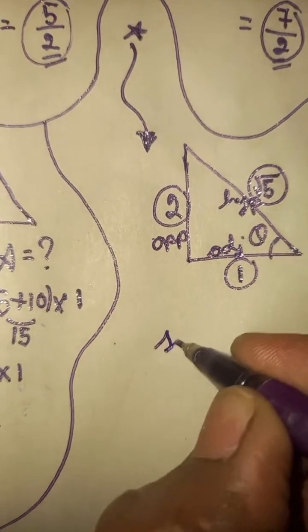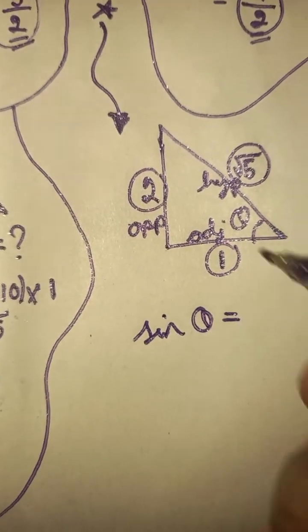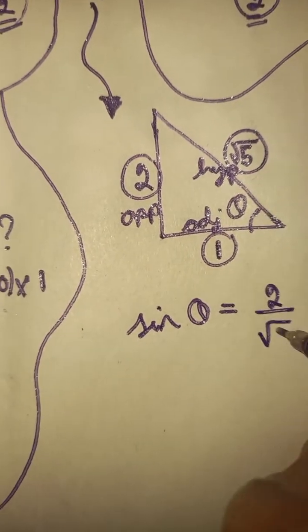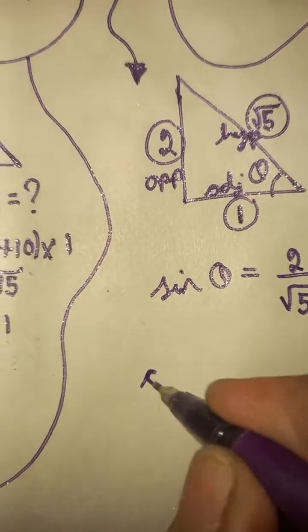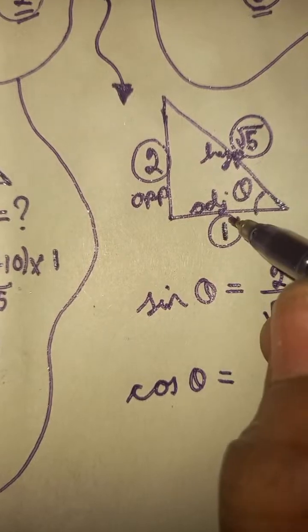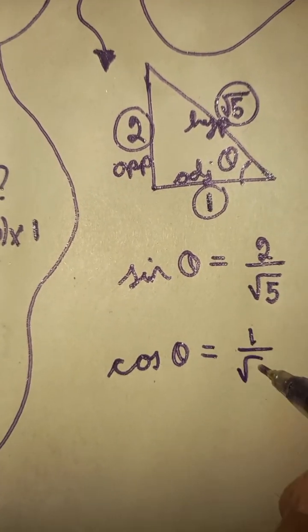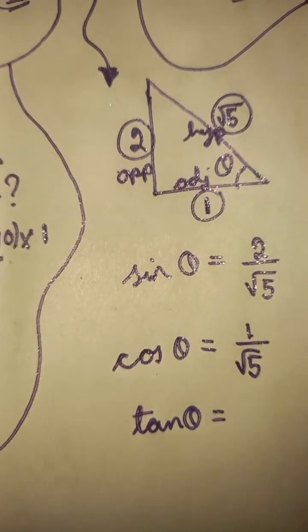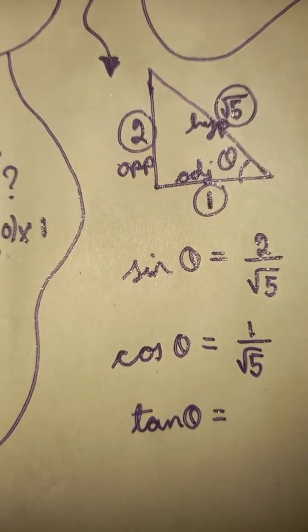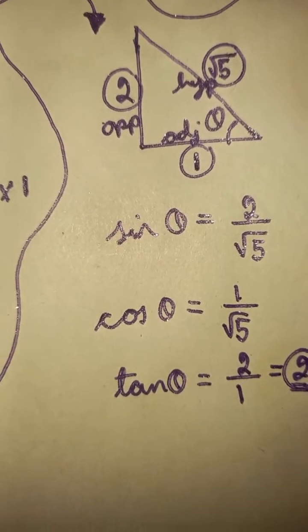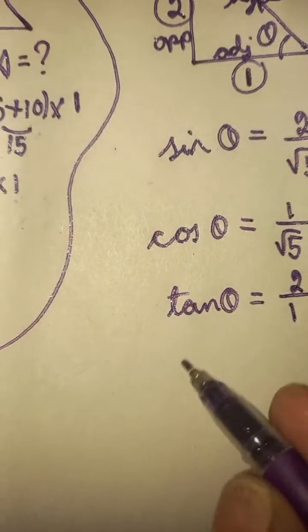Here I start to tell: sine of theta means opposite by hypotenuse, so it becomes 2 by root 5. Cos of theta means adjacent by hypotenuse, so it is 1 by root 5. And then tan of theta means opposite by adjacent, it is 2 by 1, or it can be known as 2. Let's check what the other ratios are.